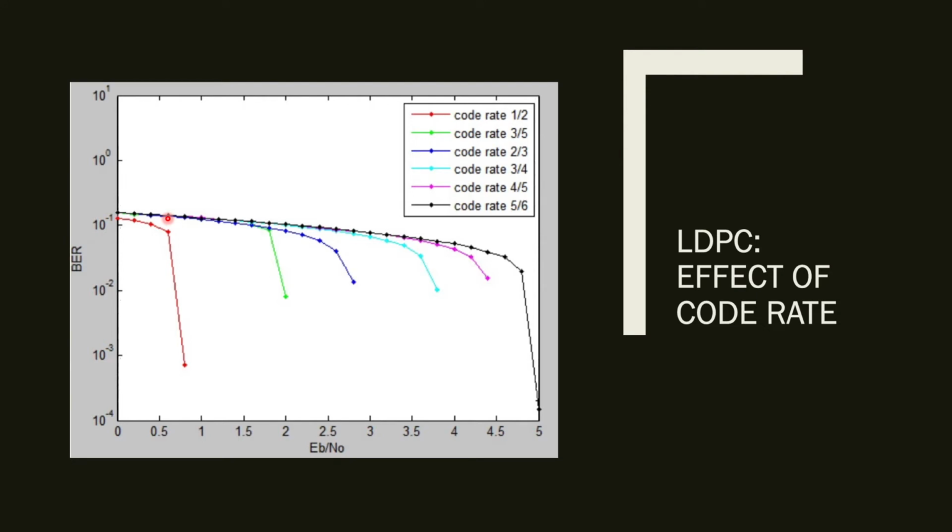Next is to examine the effect of different code rates on the LDPC's performance. My assumption was that with fixed code length, a higher code rate means fewer parity bits, hence less capability in error control, and requires higher SNR to maintain the BER. The signal curves prove my assumption, as we can see here. With higher code rate, more SNR is required to maintain the same level of bit error rate.